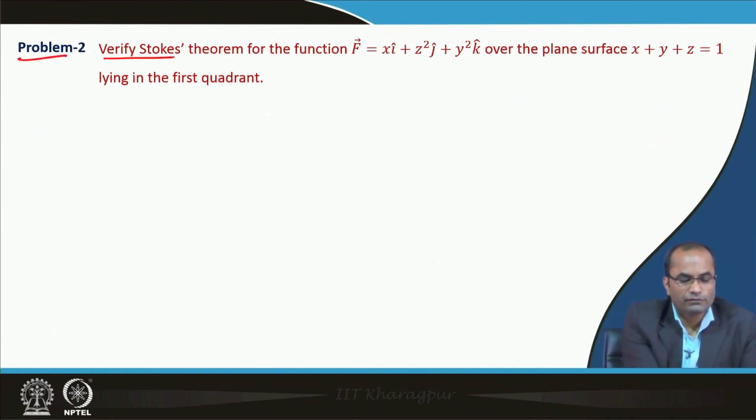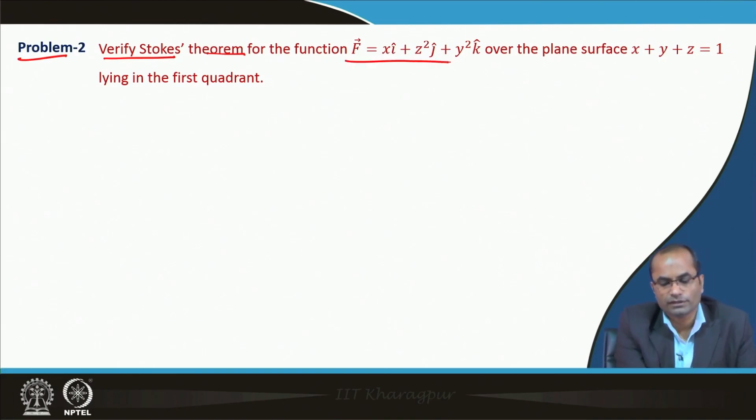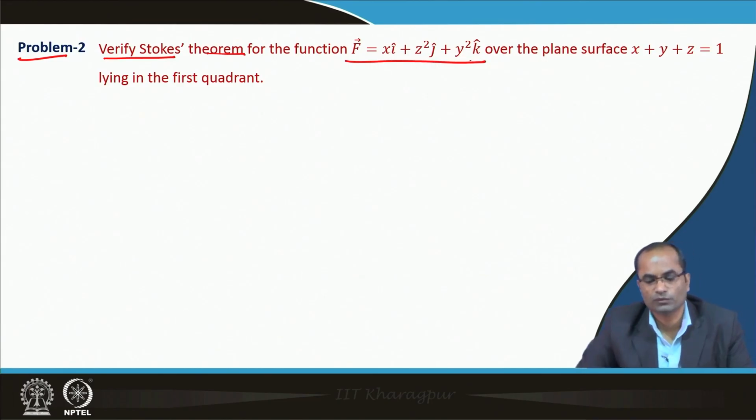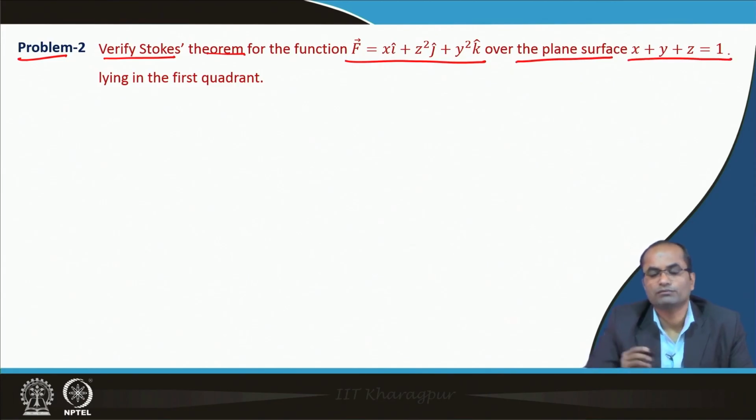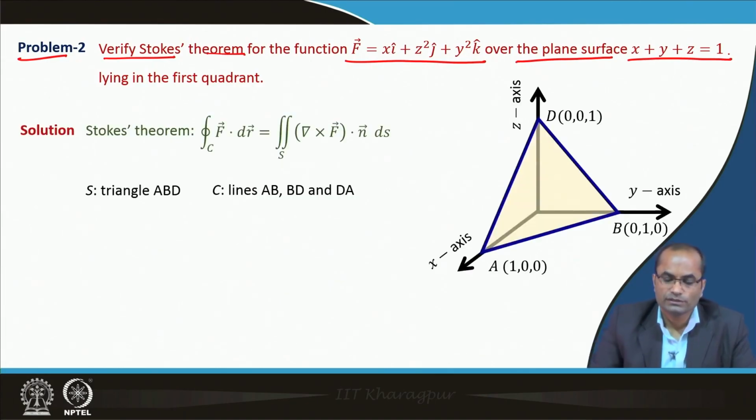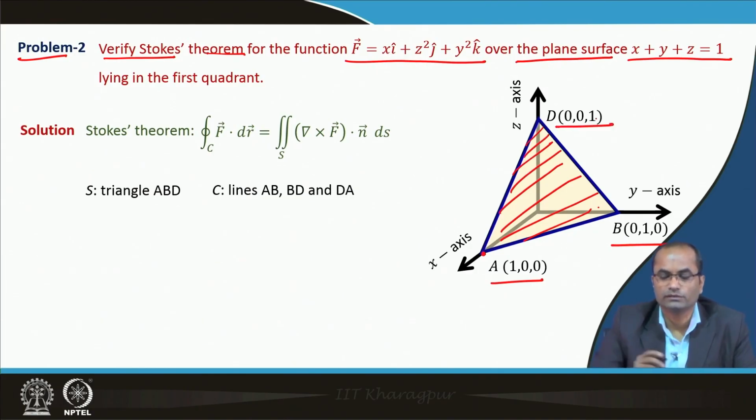Another problem here, again we will verify the Stokes theorem, but now the function is a bit more complicated. The vector field is x i, z square j and y square k, and we will take it over the plane surface x plus y plus z equal to 1 lying in the first quadrant. So, this is the plane we are talking about, lying in this first quadrant, with points A, B and D. It cuts the x axis at A, (1, 0, 0), then here (0, 1, 0), and (0, 0, 1) on the z axis.